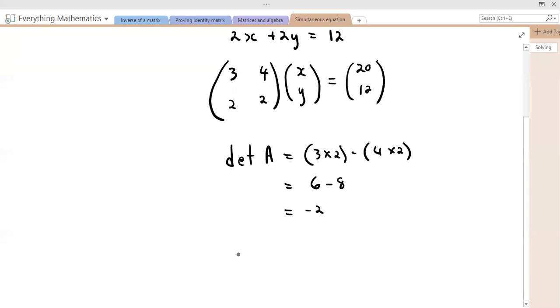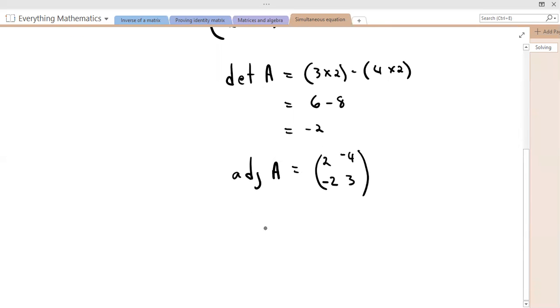Determinant, check. Adjoint. The adjoint of matrix A is equal to, remember, we switch positions of the leading. So where the 3 is, we put 2. Where the 2 was, we put 3. And on the minor, we change signs. So 2 becomes -2, and 4 becomes -4. So there we have our inverse. Let me just write it out. A inverse right now would be 1 over the determinant, which is -2, multiplied by the adjoint, which is 2, -2, -4 and 3.